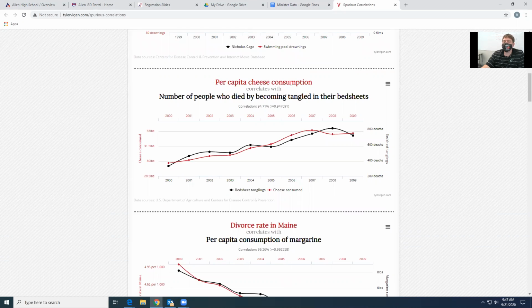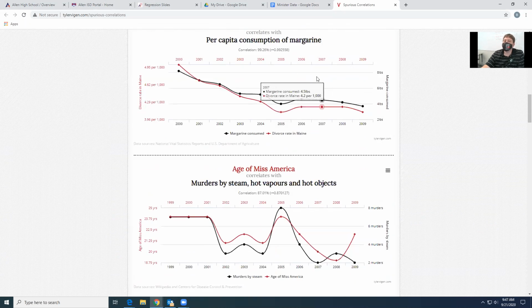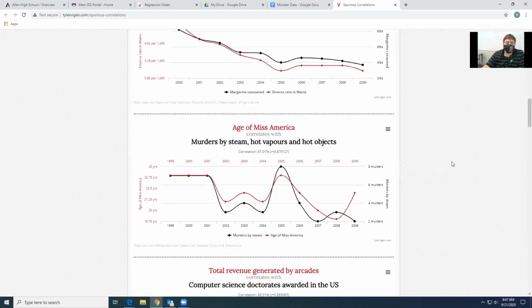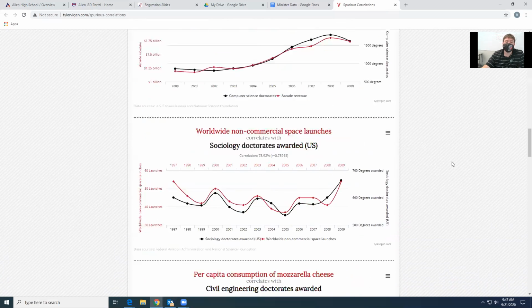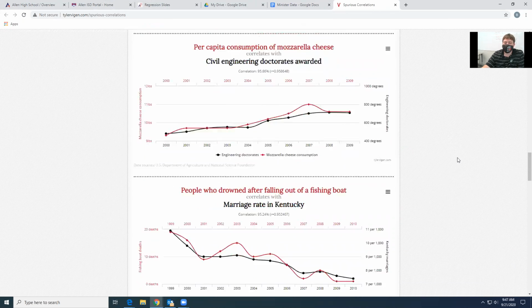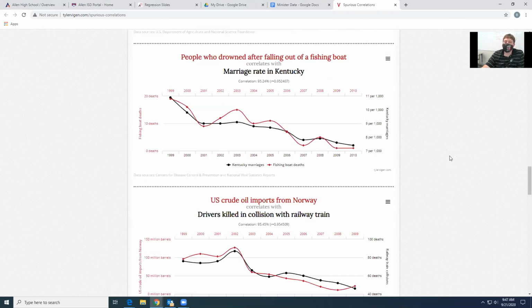Per capita cheese consumption and number of people who died becoming tangled in their bed sheets. Didn't know that was a thing, but apparently the more cheese we eat, the more likely it is to happen. But again, we're not saying it's causing each other. We're just saying they're related together. Or divorce rates in Maine by consumption of margarine. So as long as people keep their consumption of margarine low, we'll keep those divorce rates down. What's some other crazy ones in there? I know these have nothing to do with each other to show my point. Just because your R value is strong doesn't mean you have causation.